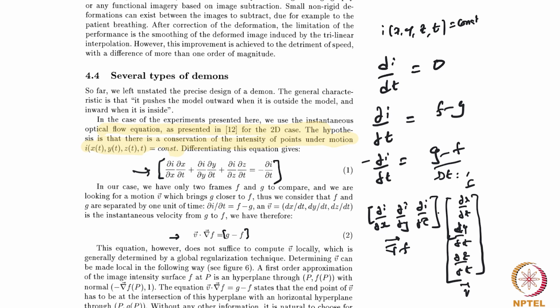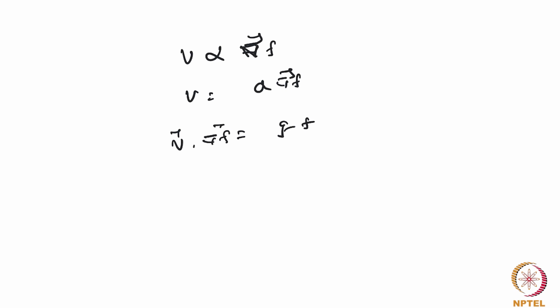So in this paper, what the author did was choose a regularization, if you can call it that, or a constraint, I should say, on V. The author said that V is proportional to the gradient of f. The way I understand it, at least, is V equals some alpha times the gradient of f. Now if you assume this, then you can plug it back into the equation we saw, V dot gradient of f equals g minus f. If you substitute alpha gradient of f for V, then alpha will be equal to g minus f divided by gradient of f squared.